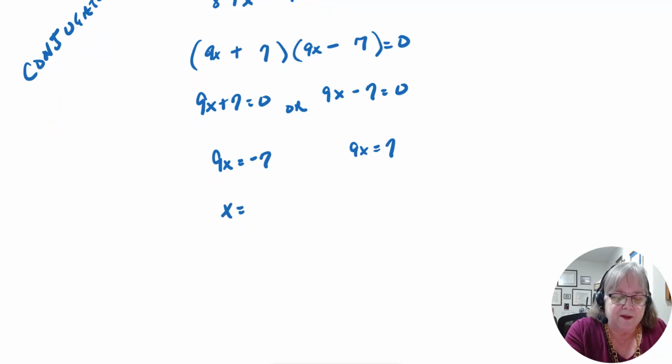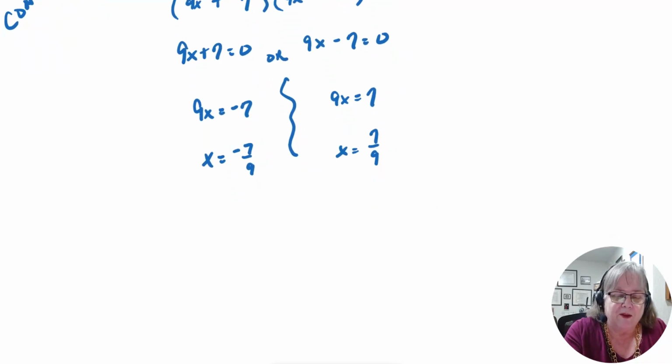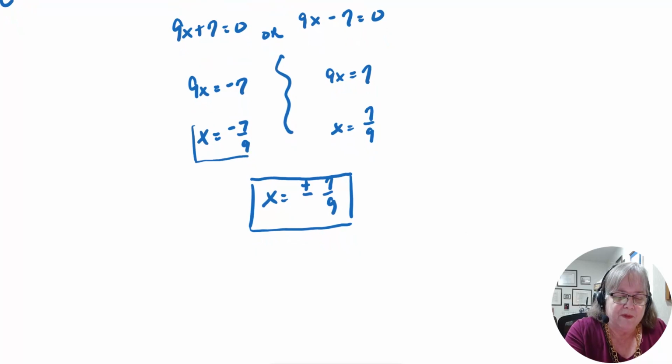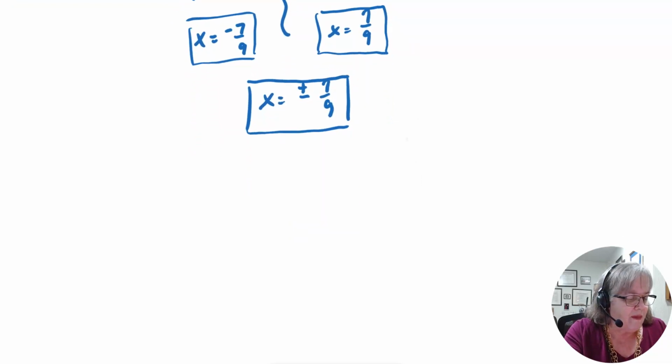Divide both sides by 9 because we're working these separately. X is negative 7/9. X is positive 7/9. And you may see people write it as plus or minus 7/9. This is sort of the shorthand way to do a positive and negative version of numbers. Or they may want you to write it out clearly as two factors. All right? All right.